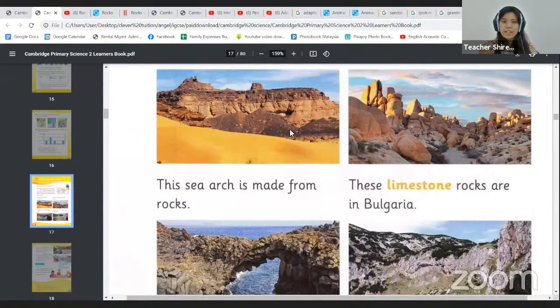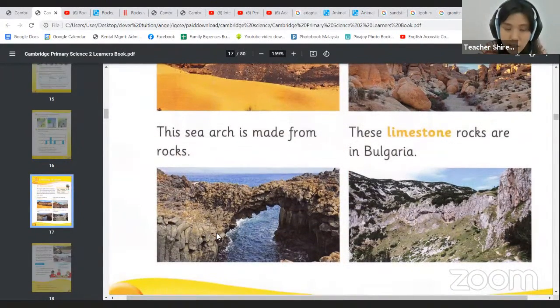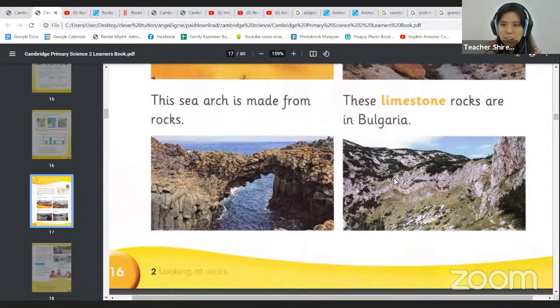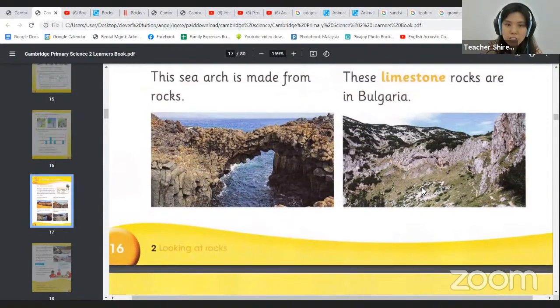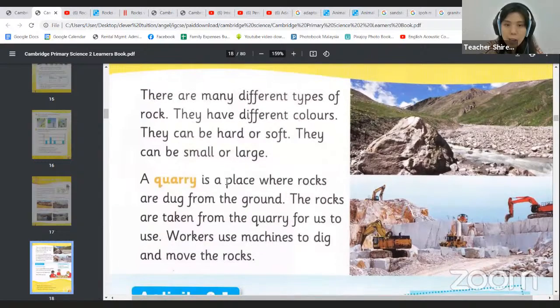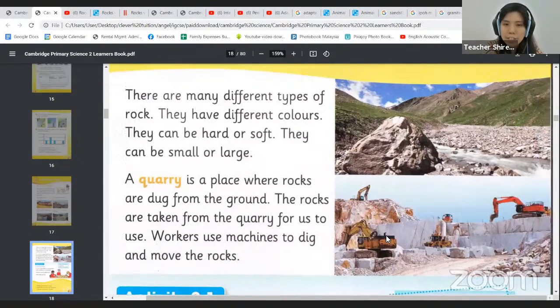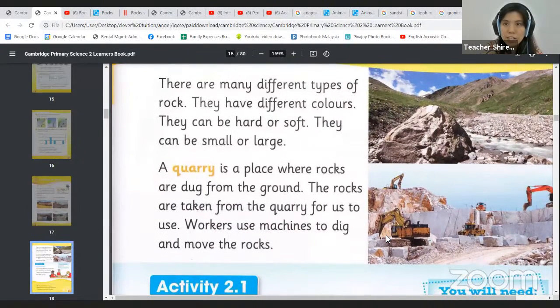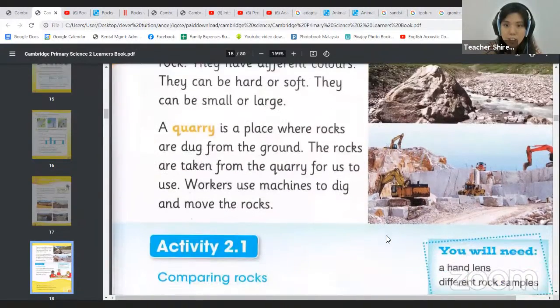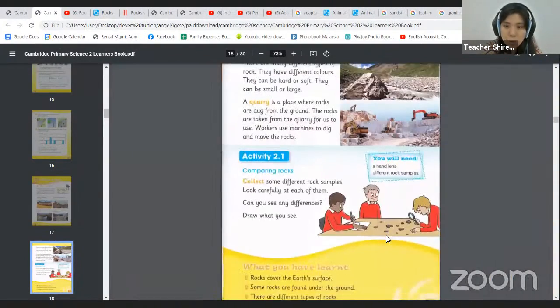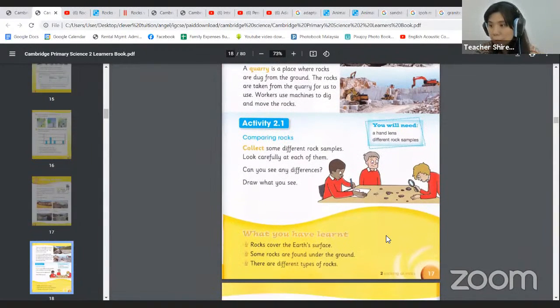Also, you see here, how come there is a bridge from here to here? It's because the stone is formed through the push and pull of the sea. So this is a sea arch made from the rocks. And these are the limestones. Where rocks are dug from the ground, all this is what you call quarry. Everyone say quarry. Okay, good job. So this is what we have learned today.